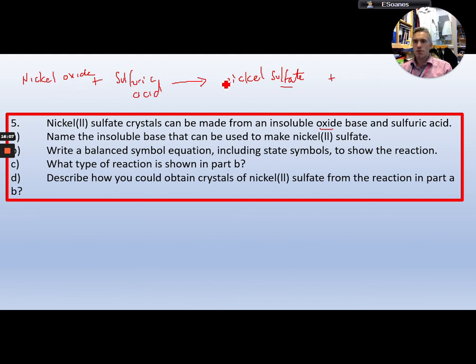Nickel oxide, sulfuric acid. So we've got H2SO4. Yes. What's missing? What's left over? What elements on this side haven't come across to this side yet? What type of reaction is this? And how, once you're finished with this, can you get the nickel sulfate crystals?